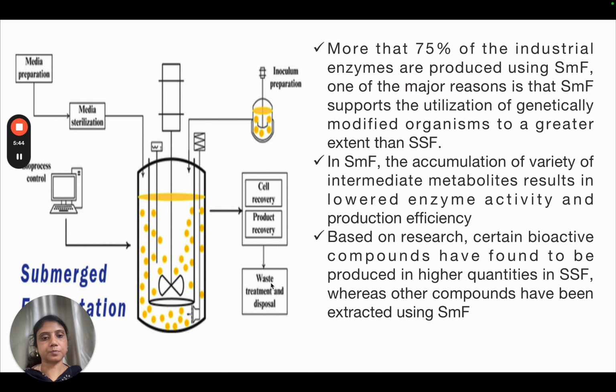So in many industries, submerged fermentation is used, because the accumulation of a variety of intermediate metabolites results in lowered enzyme activity and production efficiency. So we need to have a very purified product. So we need to follow stringent downstream processing techniques to extract our desired product of interest.